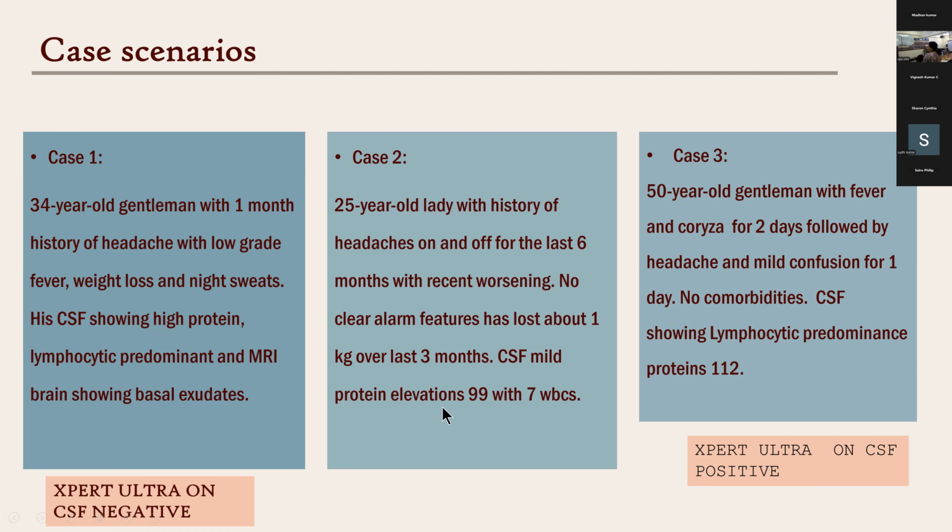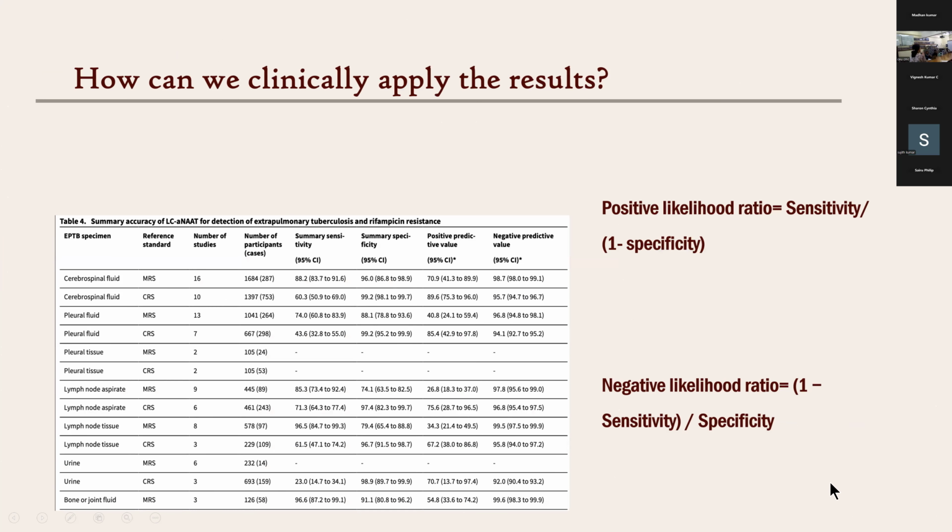So case 2, this is that sort of in-between case. A 25-year-old lady with history of headache on and off for the last 6 months with some recent worsening, no clear alarm features, has lost about 1 kg over the last 3 months. CSF shows some mild protein elevation, 7 cells. Do you think TB? So what is your pretest probability? 60%. Okay.